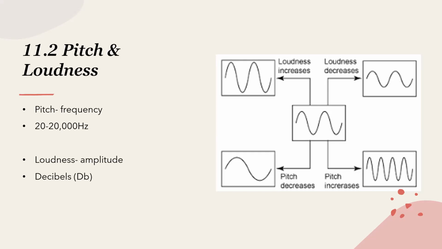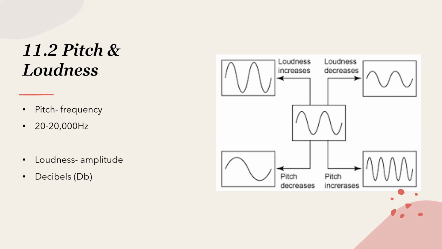Now, the frequencies that are lower than 20 hertz are going to be called infrasounds, and the sounds that are going to be above a frequency of 20,000 hertz are going to be called ultrasounds. And these two sounds, infrasound and ultrasound, cannot be heard by humans because our frequency range is 20 to 20,000 hertz. So this is going to be all about your pitch.